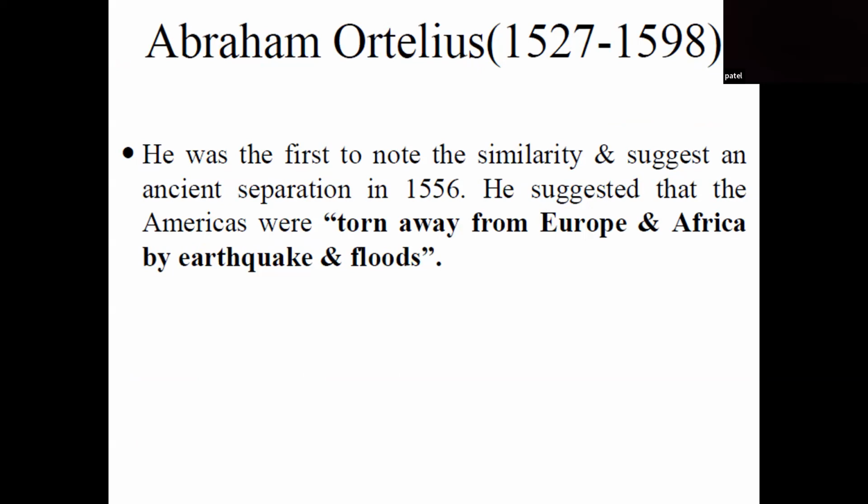So the first man who observed this is Abraham Ortelius. He suggested that this continent was turned away from Europe and Africa by earthquakes and floods. This is a crude observation he has done, that America was separated from Europe and Africa by earthquakes and floods.